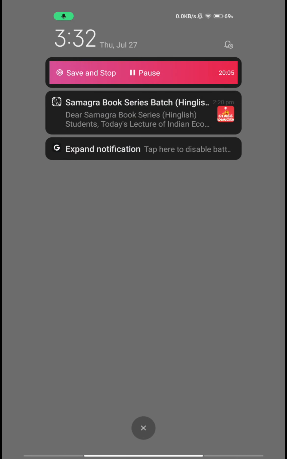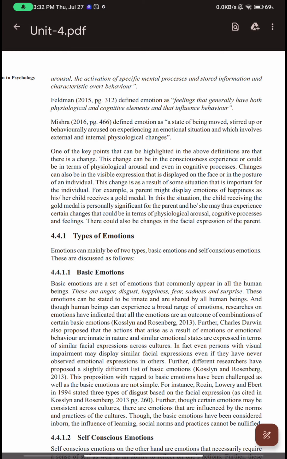Okay. Now I'll read from my notes what basic emotions are. To sum it up, basic emotions are a set of common emotions that are innate and shared by all human beings. Example: anger, disgust, happiness, fear, sadness and surprise. All emotions are an outcome of combinations of certain basic emotions. There are emotions that are influenced by the norms and practices of the cultures. So basically there are some emotions that are specific to a particular region or some particular kind of culture.